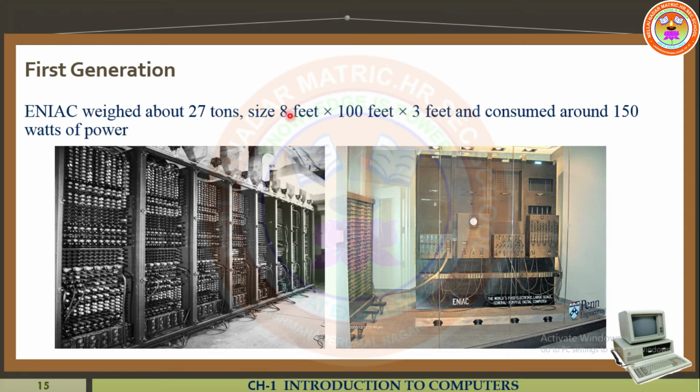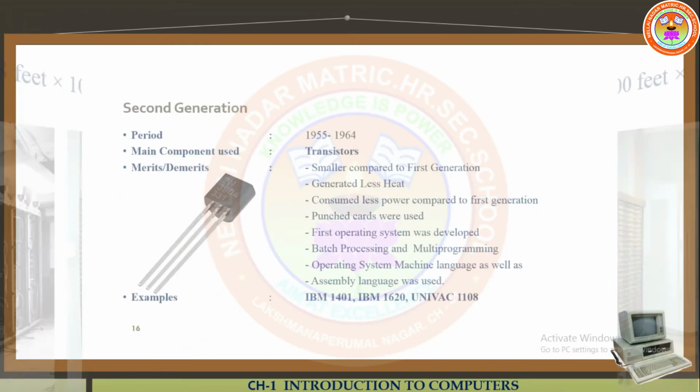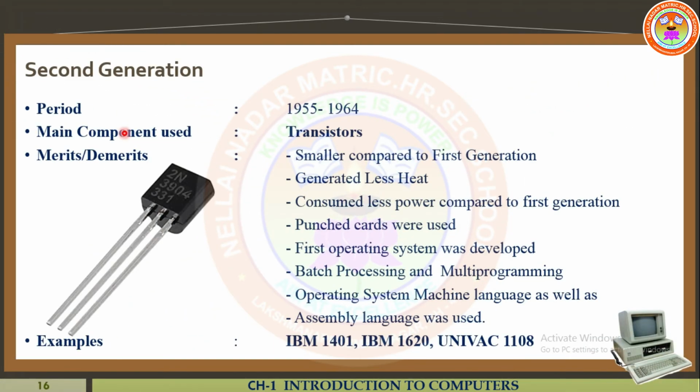This is the size of the computer, and it consumed around 150 watts of power. This machine consumed around how many watts of power? 150. So this is the first generation of computers example. This is what type of computer? ENIAC type computers.